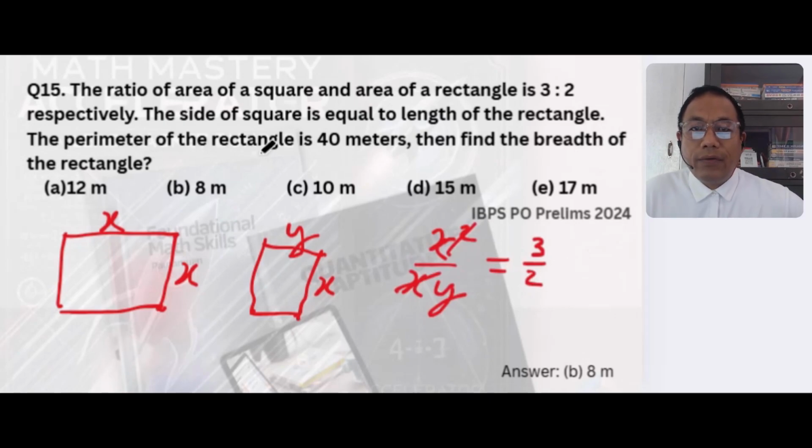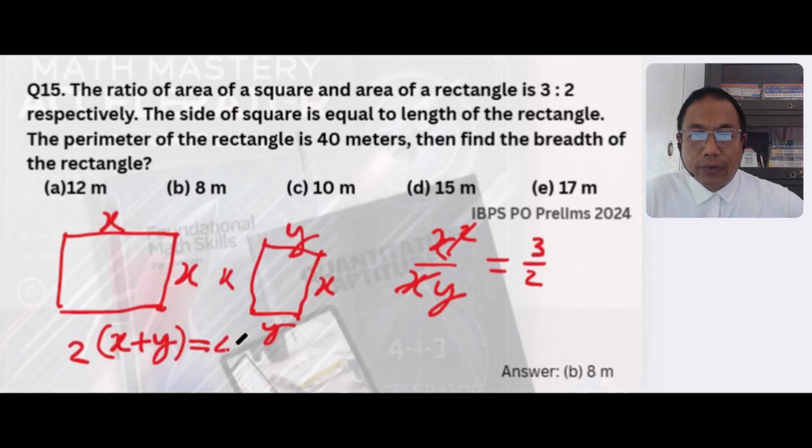The perimeter of the rectangle is 40 meters. Perimeter is the sum of all sides. 2 times of x plus y. This is your y. This is your x. X plus x is 2x. Y plus y is 2y. 2 times of x plus y is the sum of all the sides. Is how much? 40. I can cancel 2.